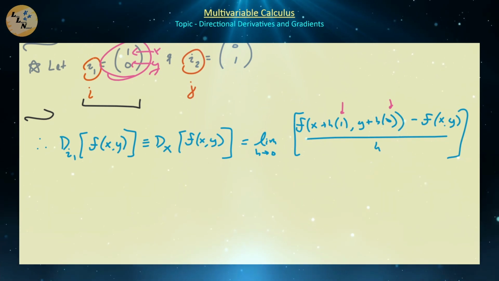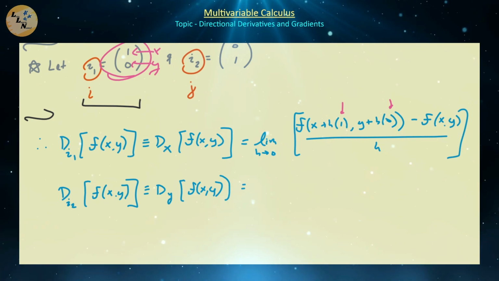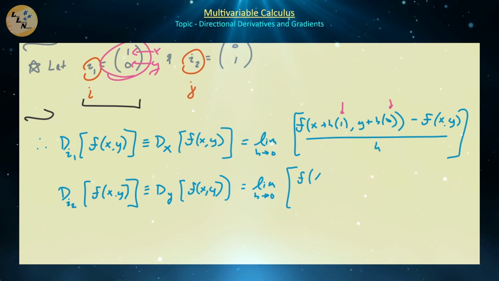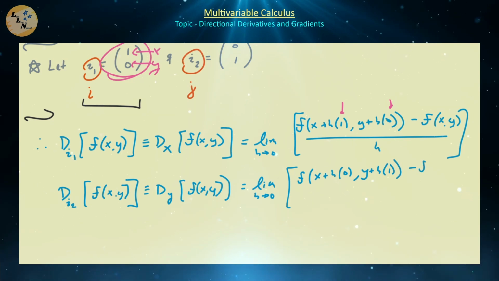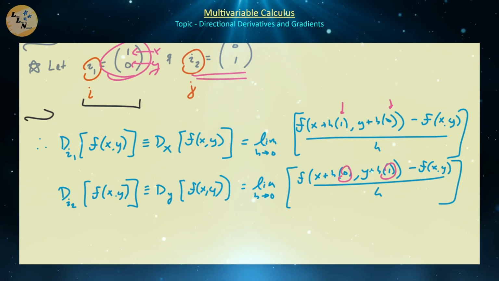So what would the directional derivative in the direction of i2 be for the function f(x, y)? We already know by definition that it's the same as the partial derivative with respect to y of f(x, y). From the limit definition, that's the limit as h approaches 0 of f(x + h times 0, y + h times 1) minus f(x, y), all divided by h. Again, that is the x and y component of the vector in whose direction we're taking the derivative.